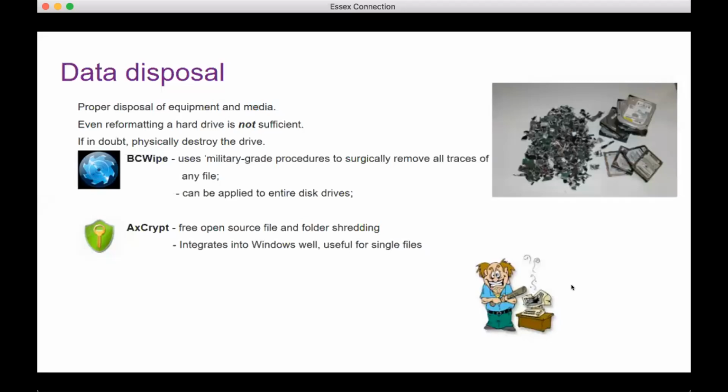I also included some software here for you, but again, do check with your institution because they should be able to help you with this.